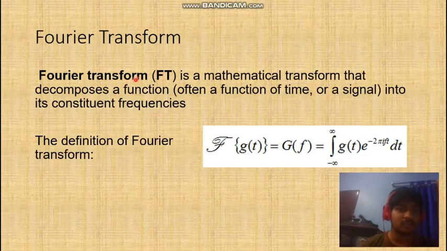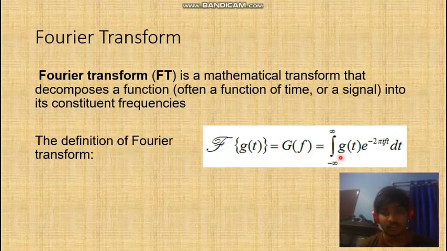So, first, the Fourier transformation. Fourier transformation is a mathematical transform that decomposes a function, often a function of time or a signal, into its constituent frequencies. And then here we have the definition of the Fourier transform.